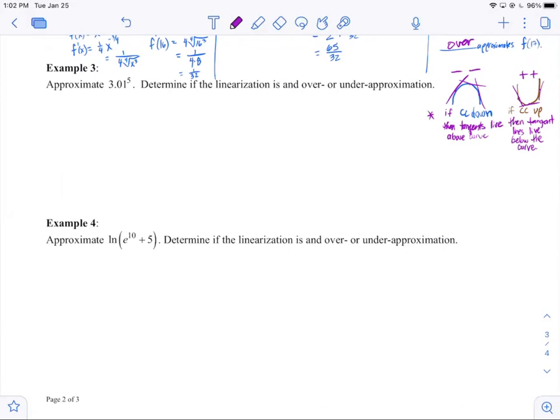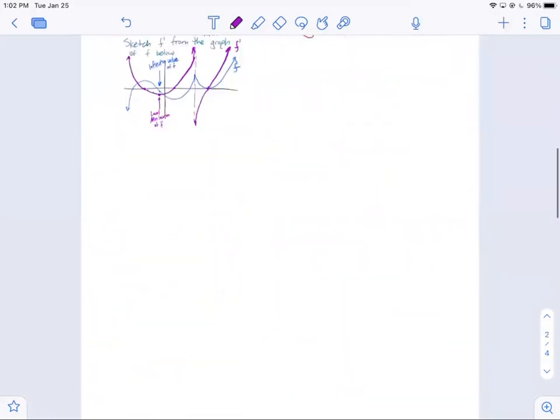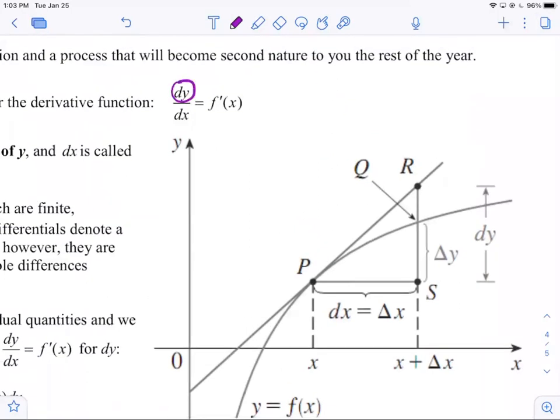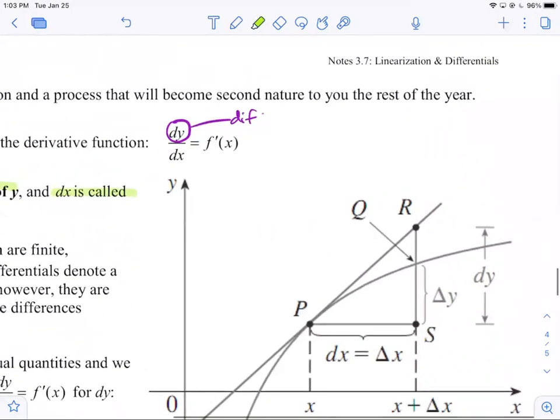Okay. And then the only last thing that I'll say here before the bell gets us is the differential. The differential of x and the differential of y. dy is called the differential of y, and dx is called the differential of x. And you can use those as individual quantities. That's what Leibniz called the ghost of a departed quantity. Remember, his method was called the method of infinitesimals.